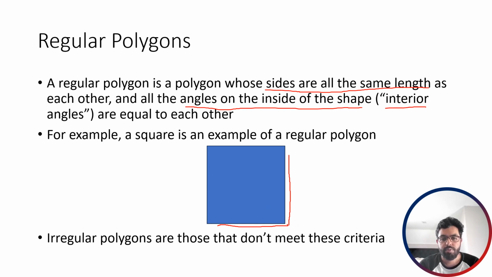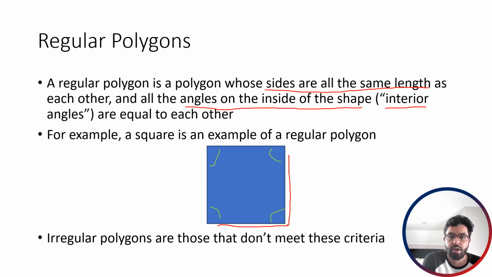So for the square, we're saying that this angle in here, and this angle in here, this angle in here, and this angle in here all have to be exactly the same, and all four sides have to be the same length in order for it to be a regular polygon. So a square is an example of a regular polygon because all four sides are the same length, and all four angles are also the same as each other. And an irregular polygon would be one that doesn't meet these two criteria or doesn't meet one of them.